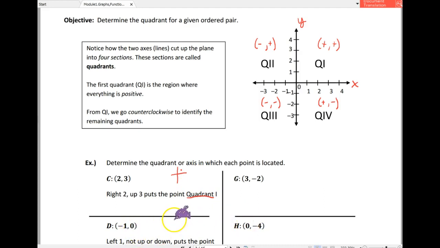Same thing for point D. So I don't have to actually label the exact value, but from the origin I would be moving back on the x-axis 1, and I wouldn't be going up or down. So I'm going to end up on the x-axis for this point D. I'm not going to end up in a quadrant, I'm going to end up on an axis.